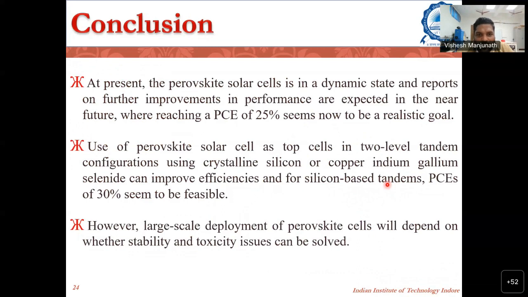Around 25% efficiency is achieved right now. And for silicon-based tandem cells in multi-junction, around 30% is feasible. 28% is also achieved.